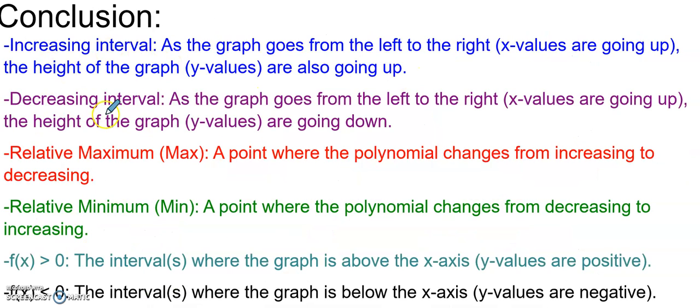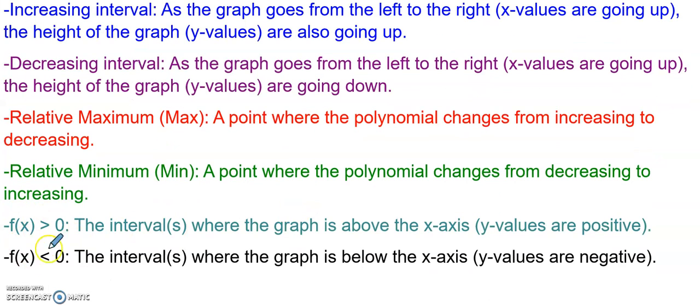Okay, so just to wrap that up, make sure we understand increasing intervals as we go from left to right. The x values are always going up. What are the y values doing? They're going up if we're increasing, they're going down if we're decreasing. Relative max and relative min, this is where we change from increasing to decreasing or decreasing to increasing. And it's a maximum if we go from increasing to decreasing, and a minimum if we go from decreasing to increasing. This notation is saying that the y-coordinates are positive because they're greater than 0.